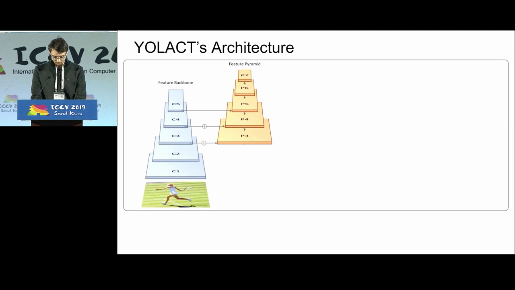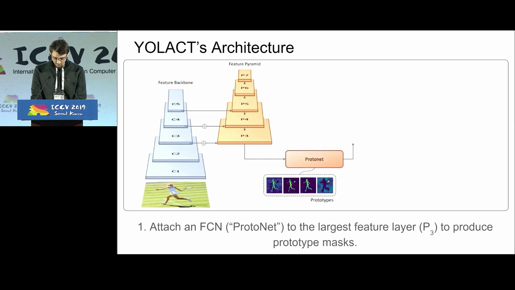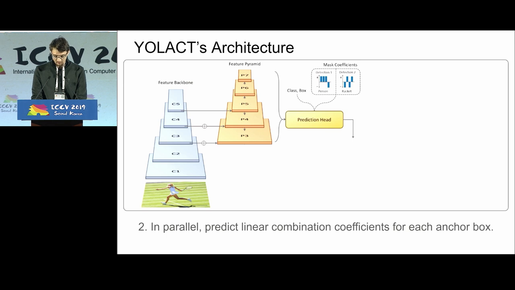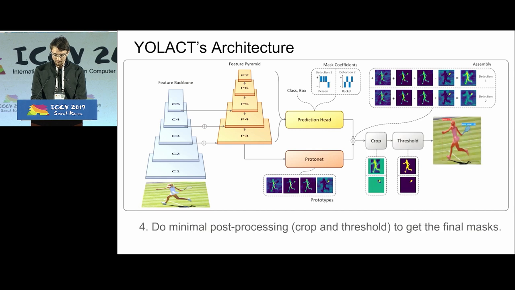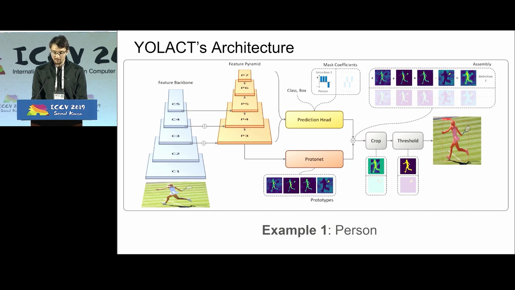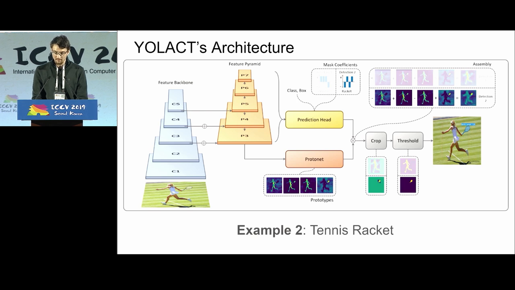Our architecture is as follows. First, we use the standard ResNet plus FPN as our backbone. Then we attach a fully convolutional network to the largest FPN layer in order to produce these full image prototype masks. In this example, we have 4, but in general, we use 32. In parallel, we use the standard prediction head that already produces class and box regressors, and simply add to it these k linear combination coefficients. Then for the detections surviving NMS, we produce their masks by doing the previously mentioned matrix multiplication. Finally, we do some minimal post-processing to get the output masks. As you can see, if we vary the coefficients used, we can produce different masks using the same set of prototypes, like for this person and this tennis racket.